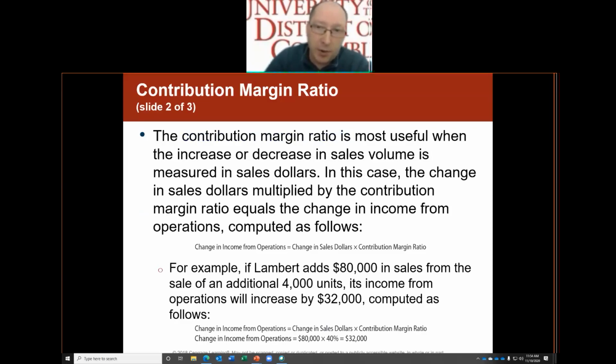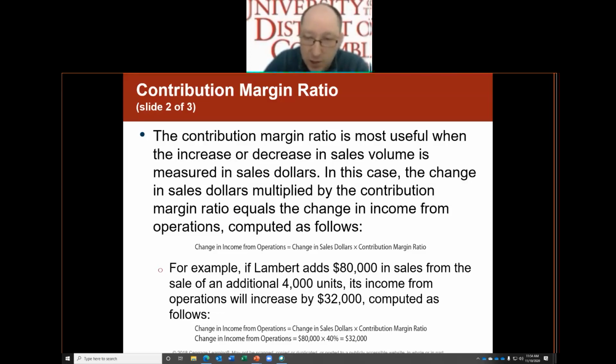The contribution margin ratio is very useful when the increase or decrease in sales volume is measured in sales dollars. In this case, the change in sales dollars multiplied by the contribution margin ratio equals the change in income from operations. So how do we figure out the change in income from operations? We take the change in sales dollars times the contribution margin ratio. When you hear the word change, we're usually subtracting, or adding, depending on what the change is.